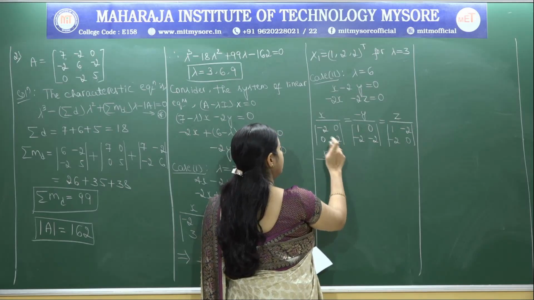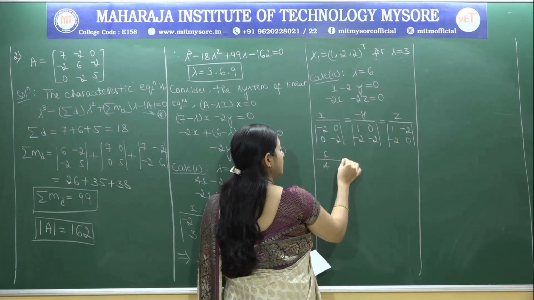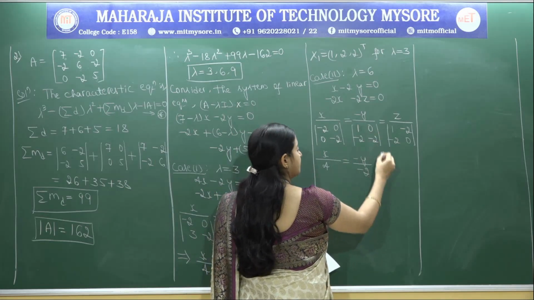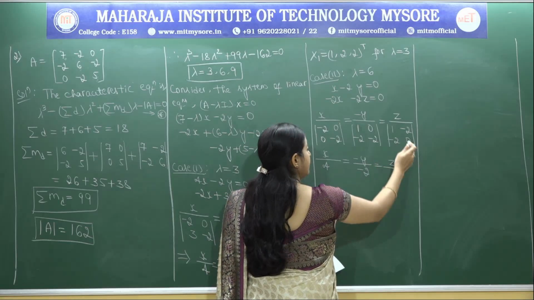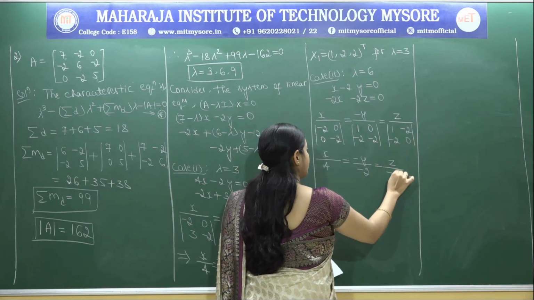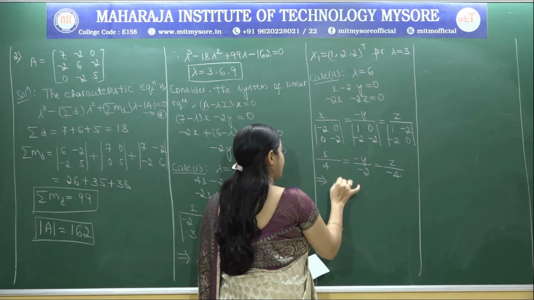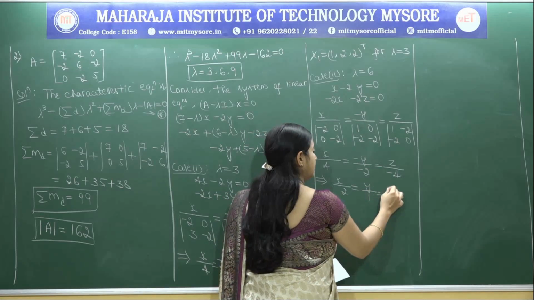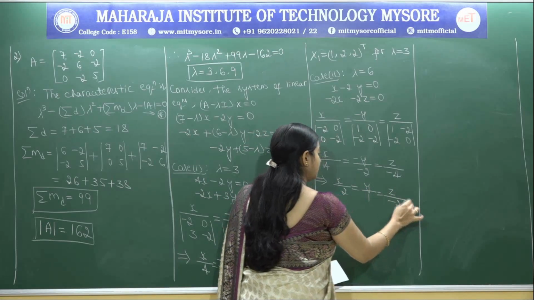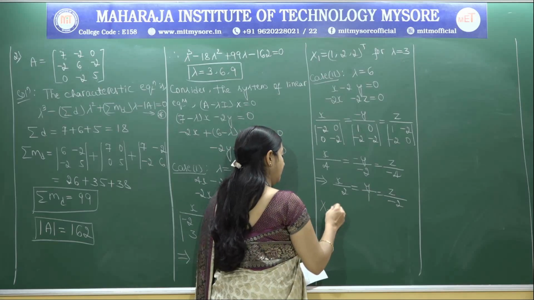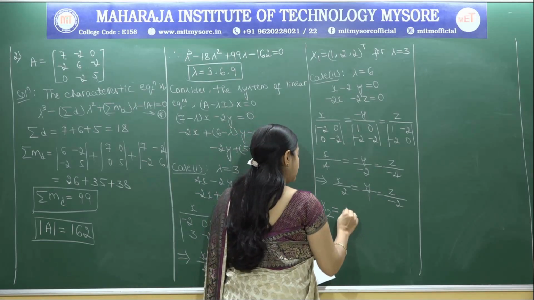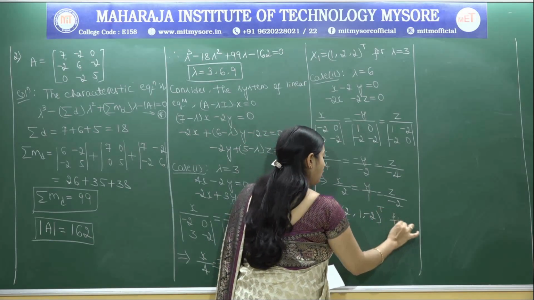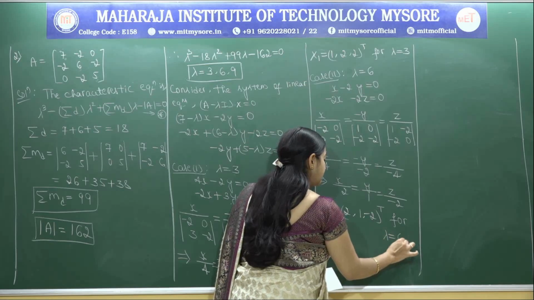So on solving, you will get the first one, 4 minus 0. The second one, minus y divided by -2, the cross multiplication. The third one, it is 0 minus 4. So on solving, you will get x divided by 2, y divided by 1, z divided by -2. So the second eigenvector for lambda equals 6 is (2, 1, -2) transpose.